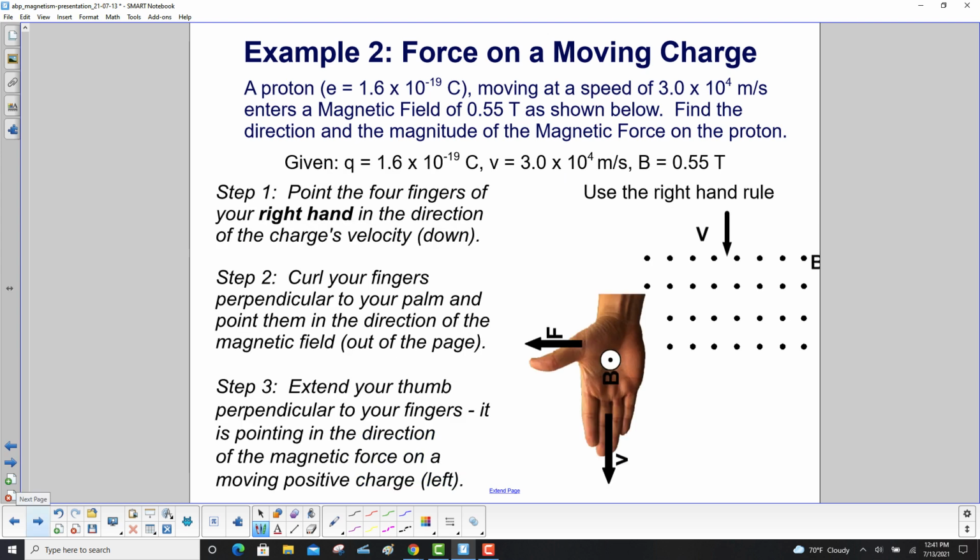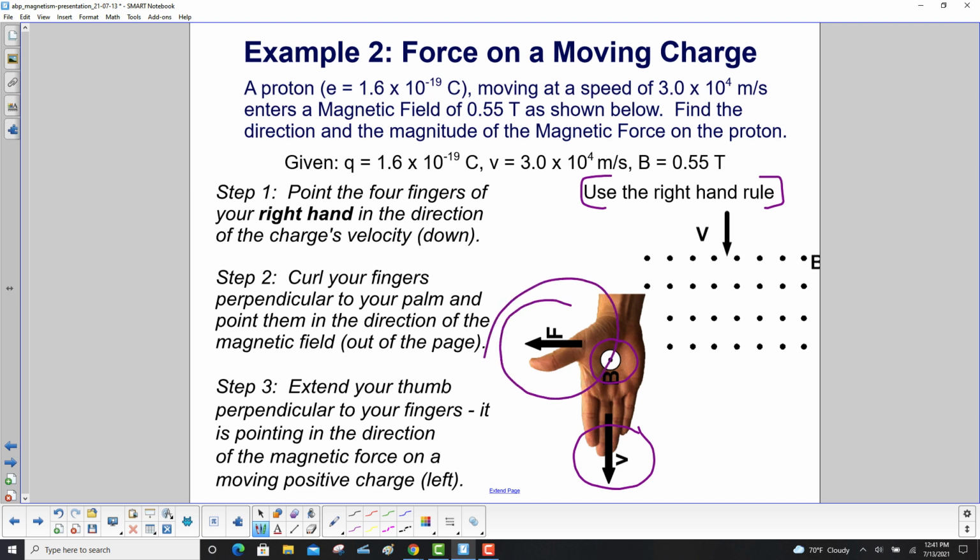We'll use the right hand rule to find the direction of the force. We point the four fingers of the hand down, that's in the same direction as the charge's velocity. Curl your fingers perpendicular to your palm and point them in the direction of the magnetic field, or just face your palm in that direction, and that's out of the page. Then extend your thumb perpendicular to your fingers. It is pointing in the direction of the magnetic force on a moving positive charge, which in this case is to the left.